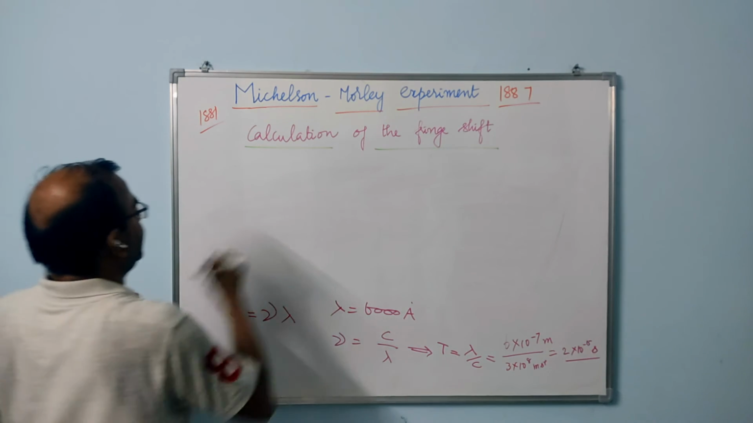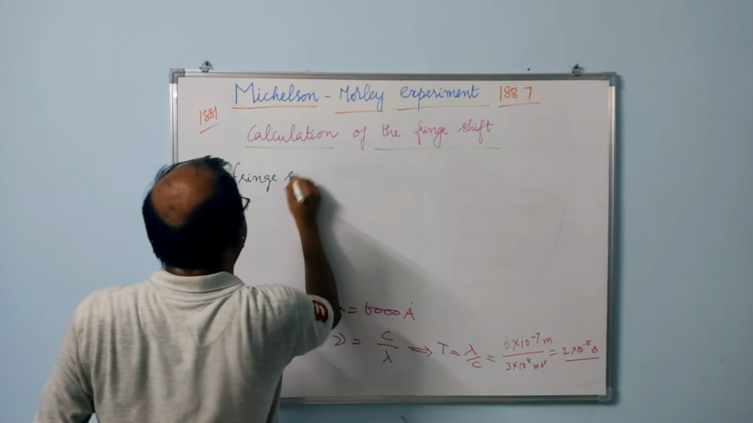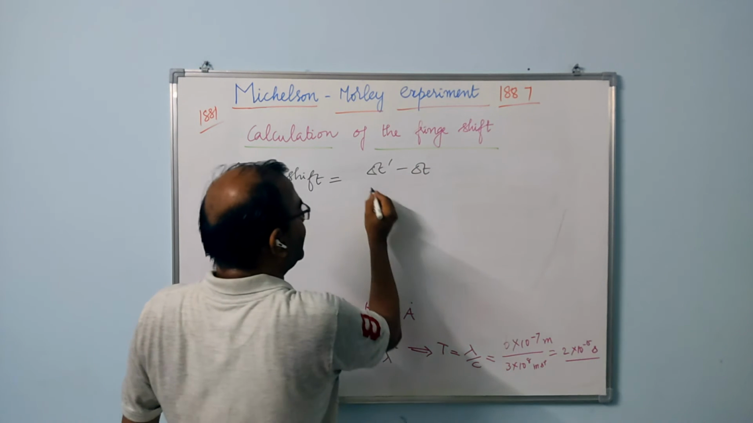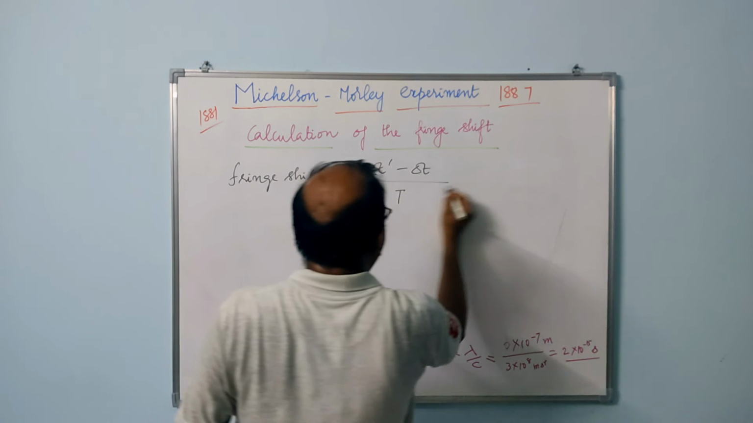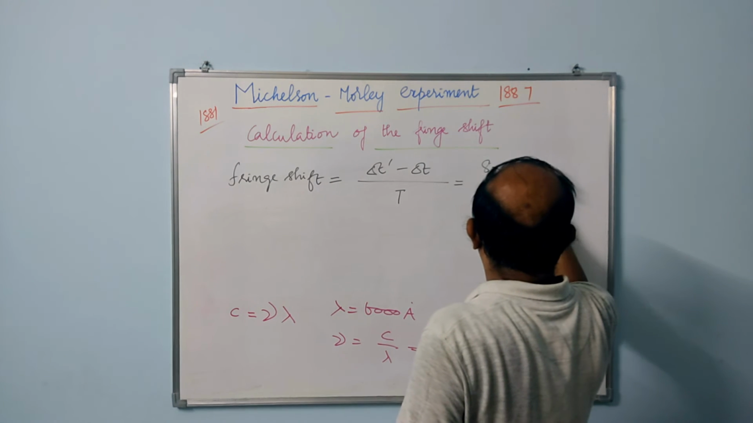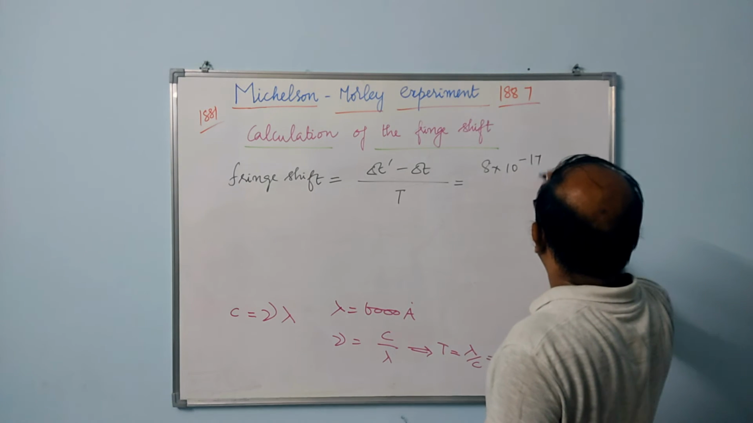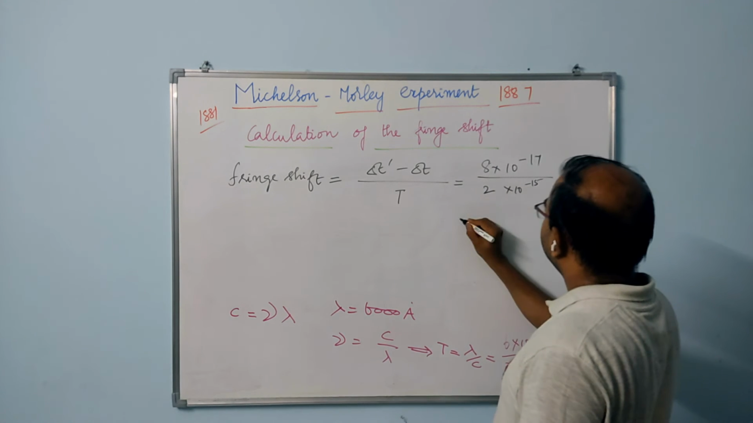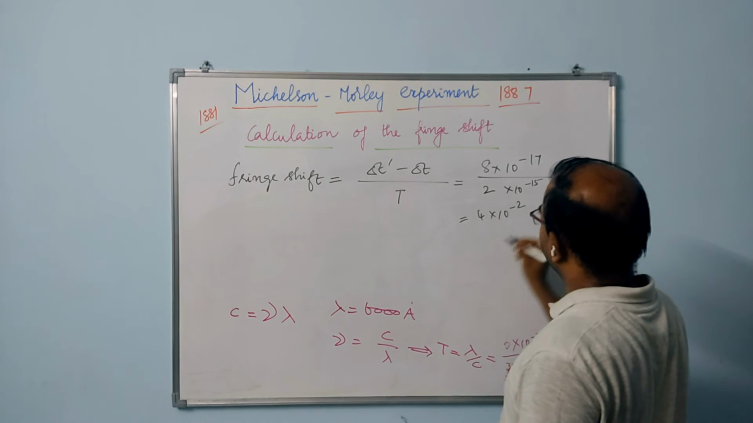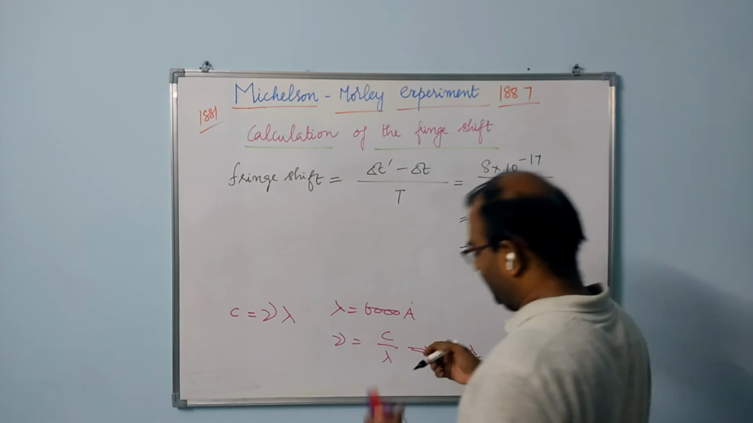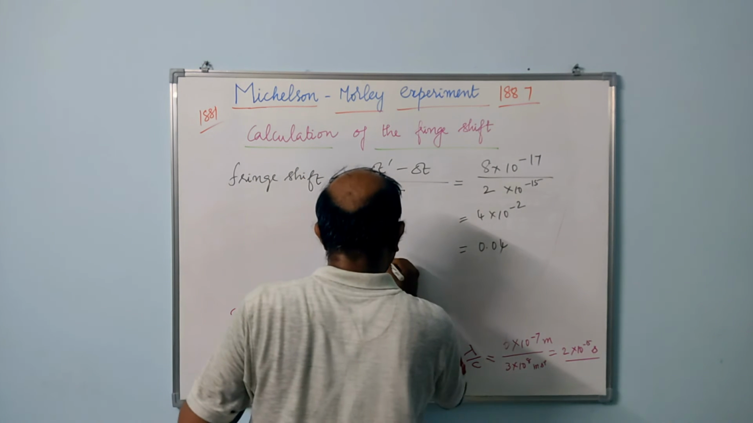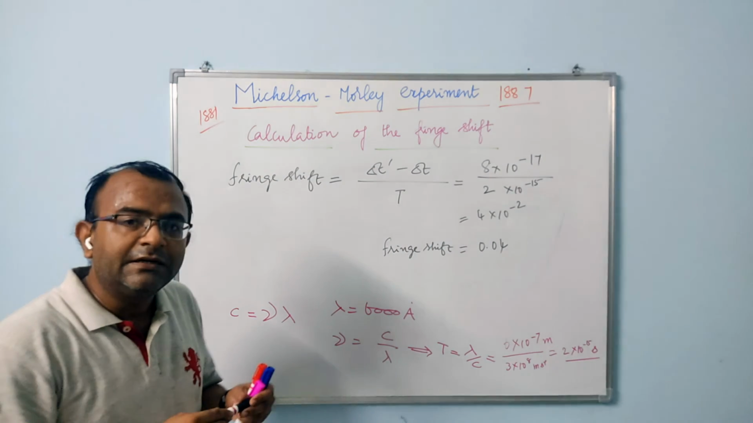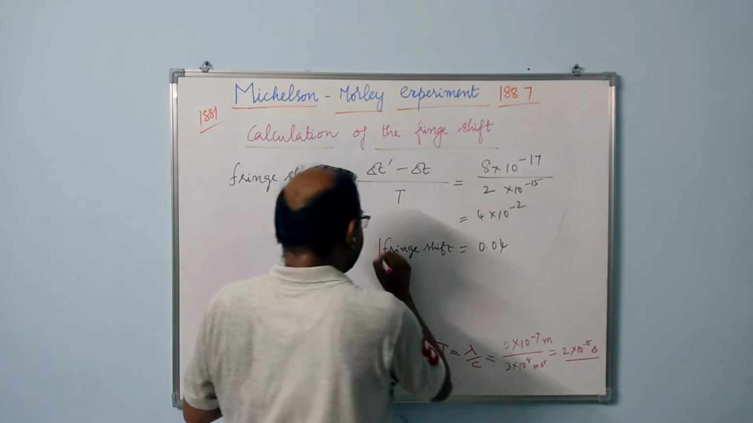Therefore, the fringe shift can be calculated as del t prime minus del t over the time period T, that is 8 into 10 power minus 17 over 2 into 10 power minus 15, which turns out to be 4 into 10 power minus 2, or 0.04. So this is the actual fringe shift that Michelson expected in his original experiment of 1881.